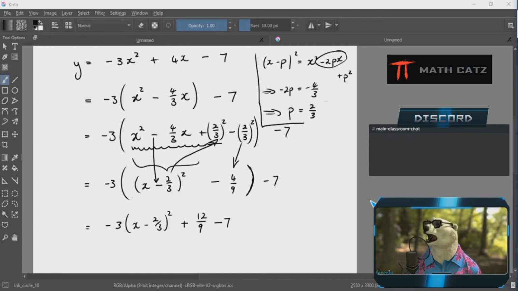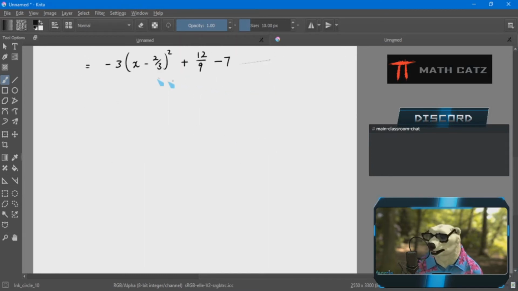Anyway, we're so close here. All we have to do now is merge these last two to create the constant term, the q in the standard form. You can use your calculator, but I want to keep it as a fraction instead of a decimal. I don't want to round it. You can do it by hand: 12 over 9 minus 7, put both over 9.